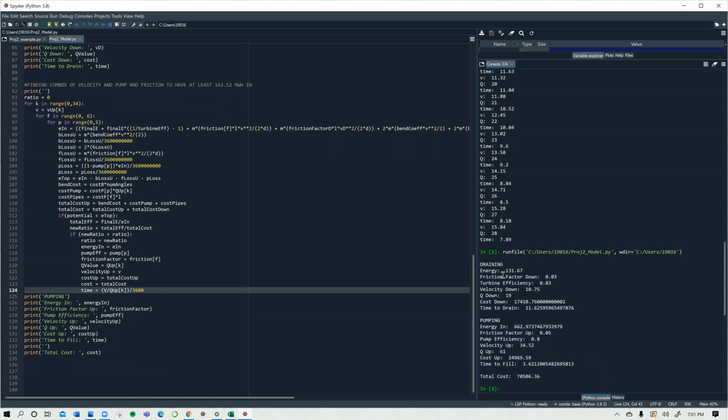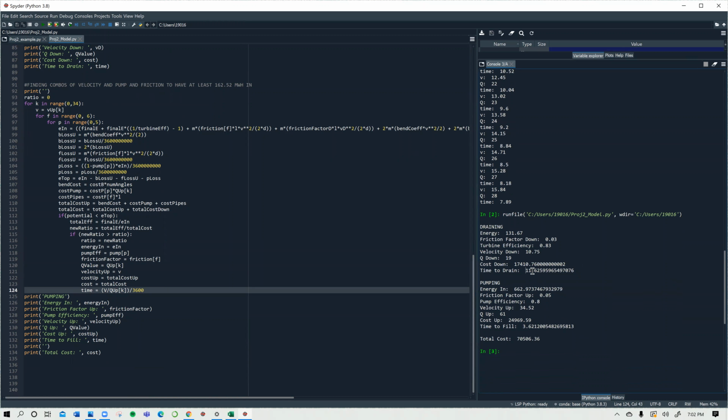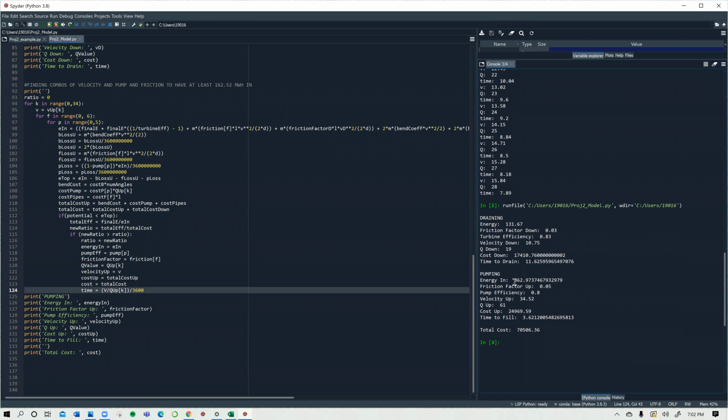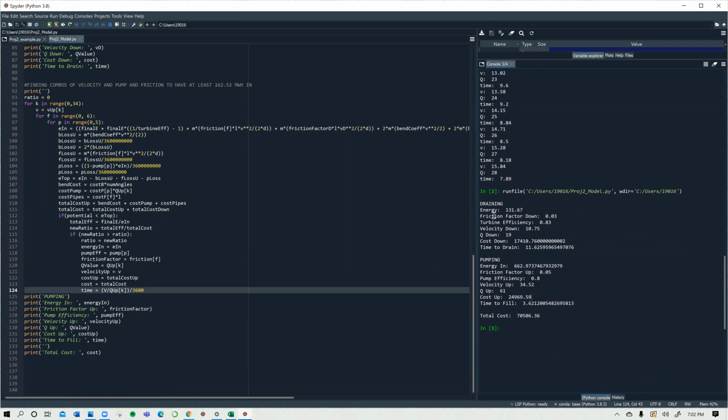So the final energy is 131.67 megawatts, and the cost is $17,410. And it only takes 11.6 hours to drain, which had to be under 12. And then for pumping, the energy in is 662 megawatt hours, and the cost is $24,969.